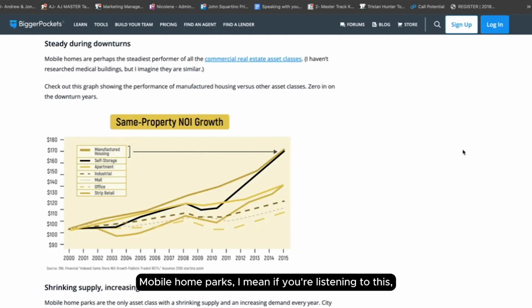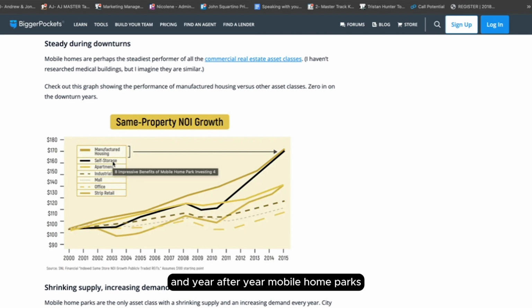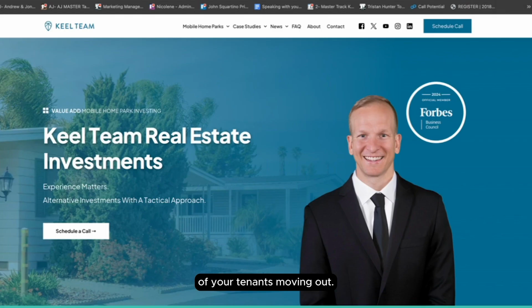Mobile home parks, if you're listening to this, you probably have heard somewhere that mobile home parks have performed historically really well, particularly in the NOI growth category. So NOI, net operating income, that's basically the income that the property is generating. And year after year, mobile home parks and self-storage facilities are really good at consistently increasing rents. So increasing rents, increasing revenues, and increasing ultimately income, because your expenses typically are fixed, and you're able to push revenues year after year, get those increases without having a mass exodus of your tenants moving out.